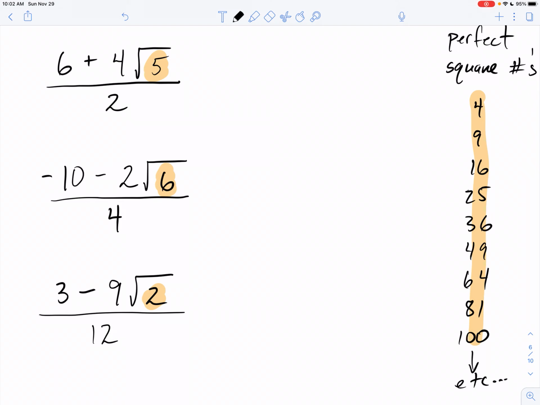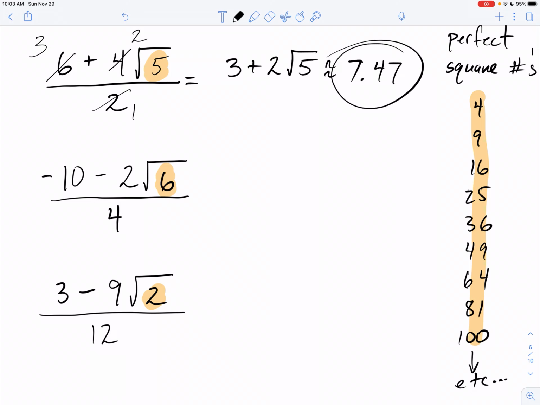Let's play. Even though you can't simplify it, doesn't mean I can't reduce. 2 goes into itself once, 2 goes into that twice, 2 goes into that 3 times. I could rewrite this as 3 plus 2 root 5. If it's a 1 on the bottom, I don't have to write it, and I'm not going to. I'm done. But I can say 3 plus 2 root 5 on my calculator, and I can get this decimal answer that says 7.472. So I'm just going to round it off and call it 7.47.